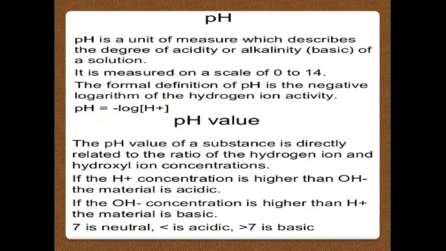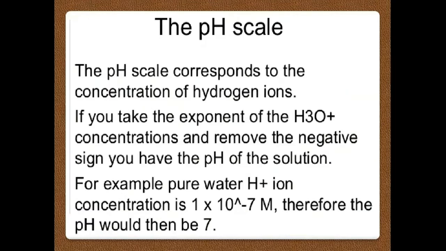Suppose a solution is neutral, then H+ ion and OH- ion concentrations will be balanced. So 7 is the neutral pH. 7 is the neutral pH. Less than 7 is acidic condition. Greater than 7 is basic condition.